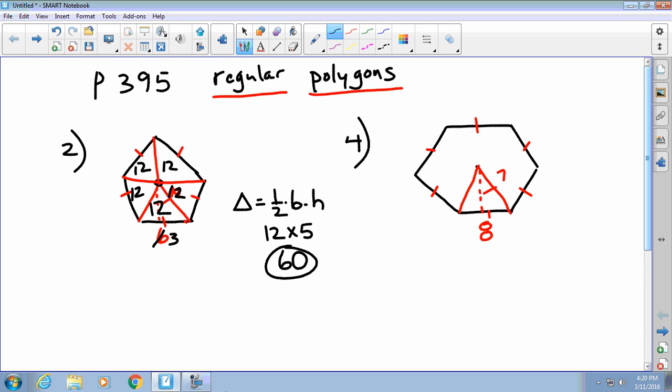So I find the area of the triangle. The triangle was 3 times 4. 3 times 4 is 12, and then I'm going to multiply it by the number of triangles inside that pentagon.